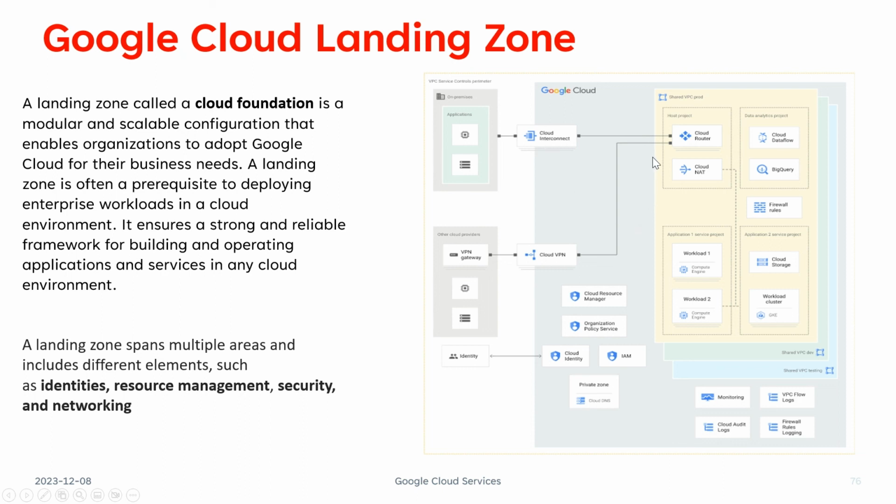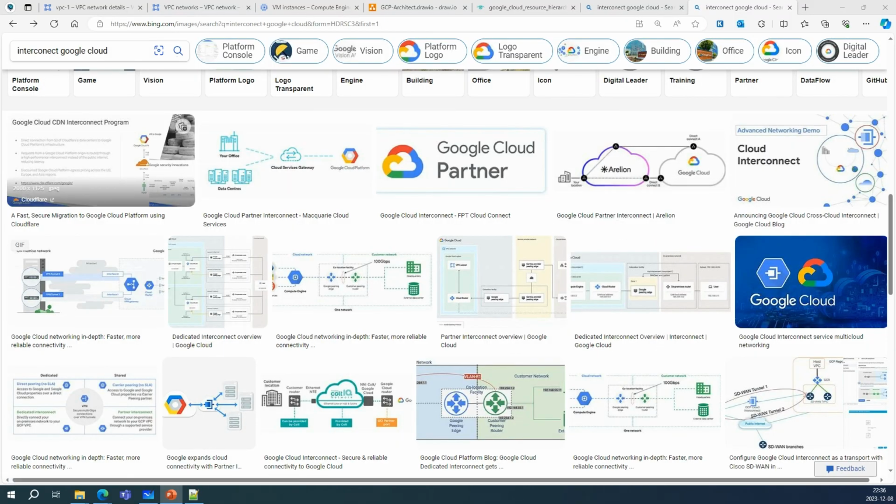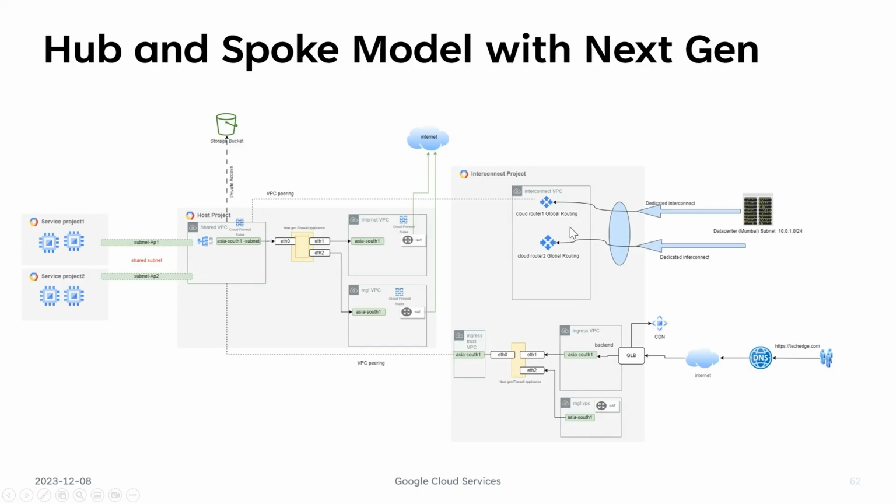Basically, if your Google Cloud wants to talk to the AWS cloud, then you can set up the VPN as well. So there has to be some sort of connectivity, right? This is what this diagram was saying.